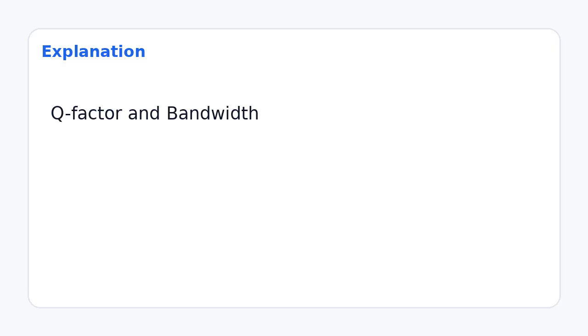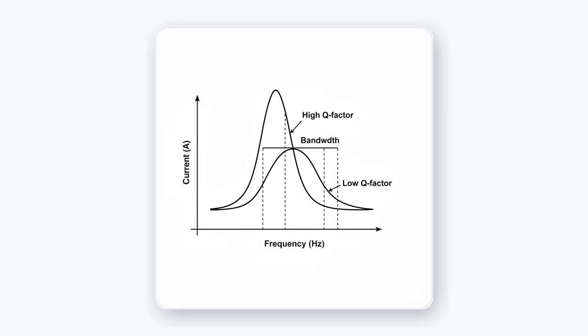Two final important concepts are the Q factor and bandwidth. The Q factor, or quality factor, tells us how selective or sharp the resonance is. A high Q factor means a very narrow bandwidth, which is excellent for tuning circuits, as it can select a specific frequency while rejecting others nearby.